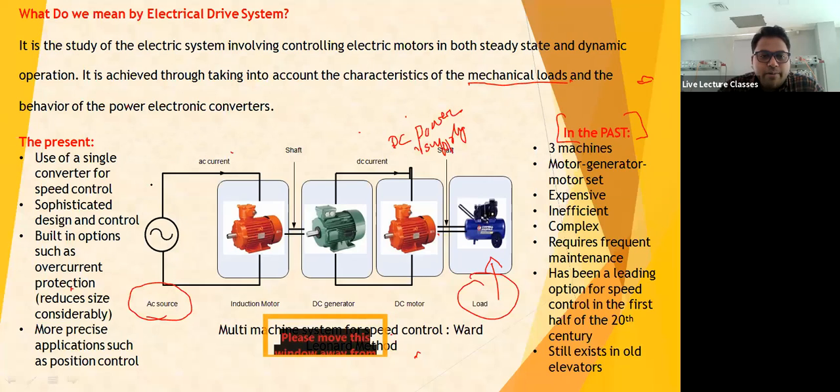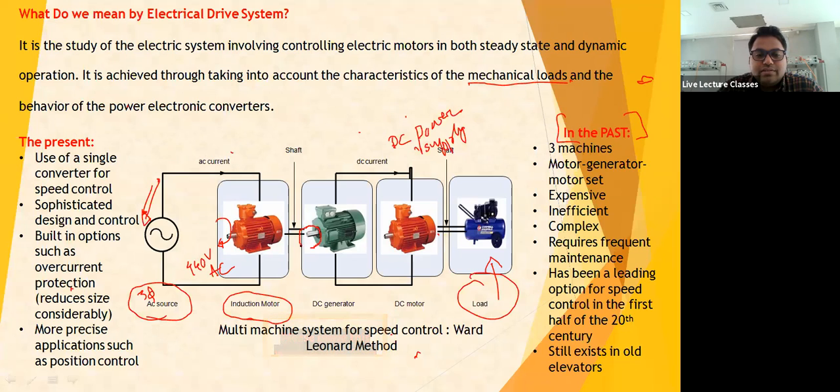So earlier, people used to have an AC source and give it to an induction motor. This would be a three-phase source. They would give around 440 volt AC, and this induction motor would run. And this shaft was coupled to the shaft of a DC generator, so the DC generator also rotated and made a power supply. The DC generator gave DC power to the DC motor. And by controlling the armature voltage and field supply, we could control the load, right?